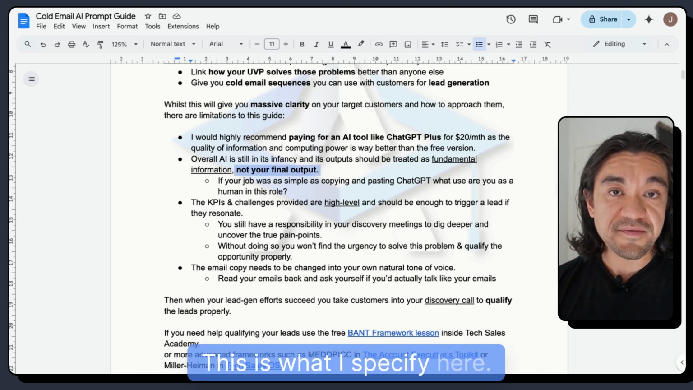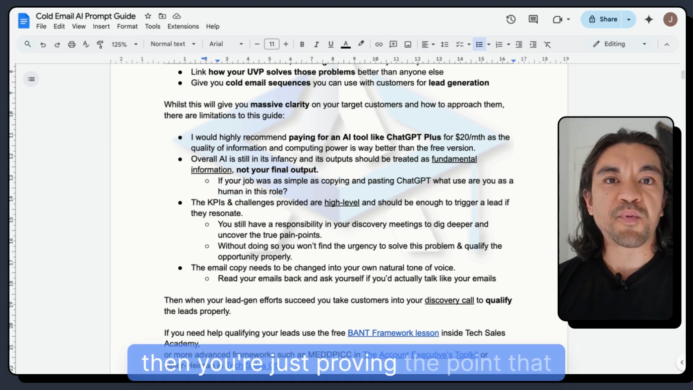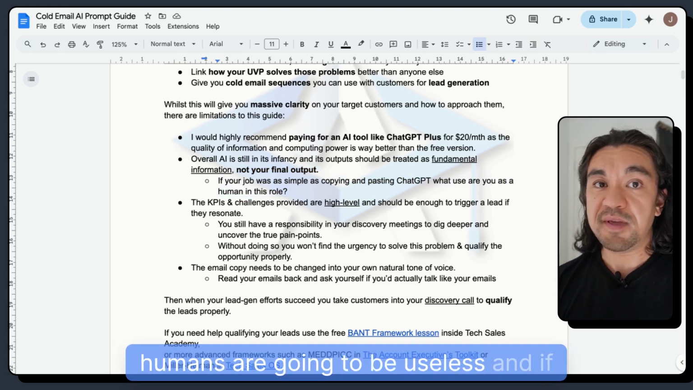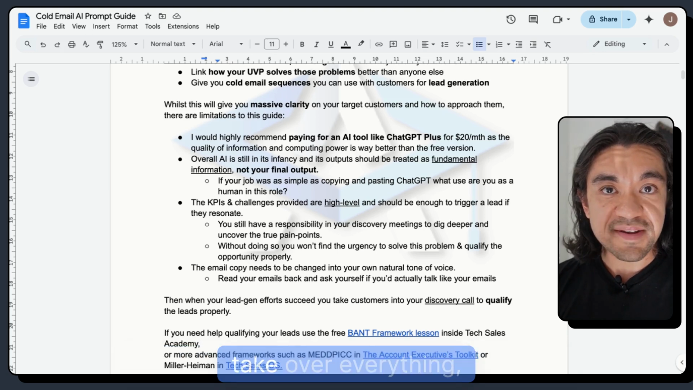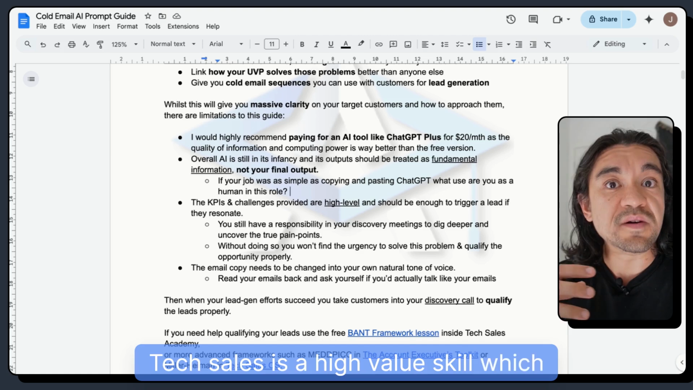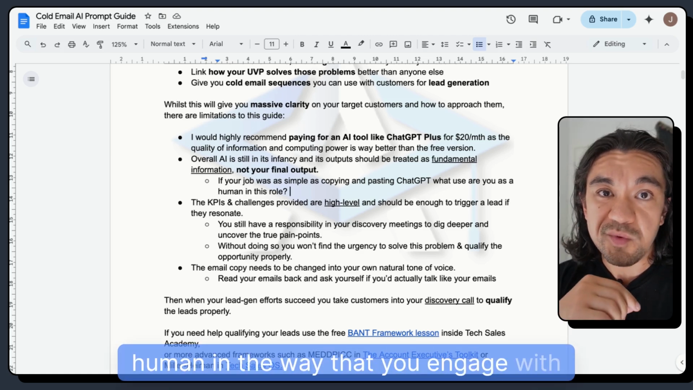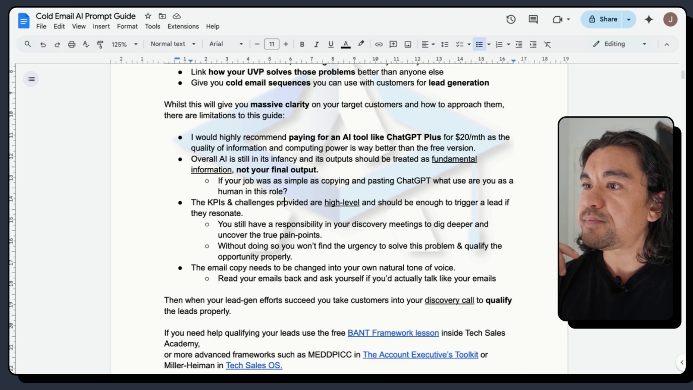It should not be your final output. This is what I specify here, okay? Because if you're just going to copy and paste, then you're just proving the point that humans are going to be useless in a few years and AI and robots are going to take over everything. We don't want that. Tech sales is a high value skill which requires a good human element, so you want to make sure that you are a human in the way that you engage with your customers, okay?